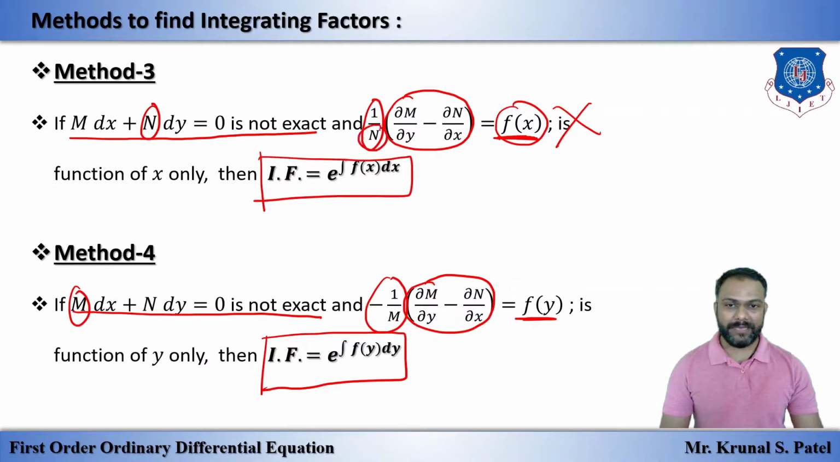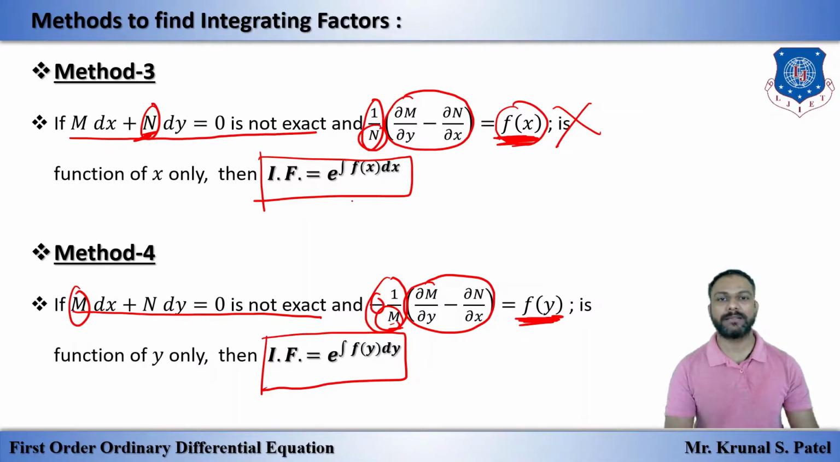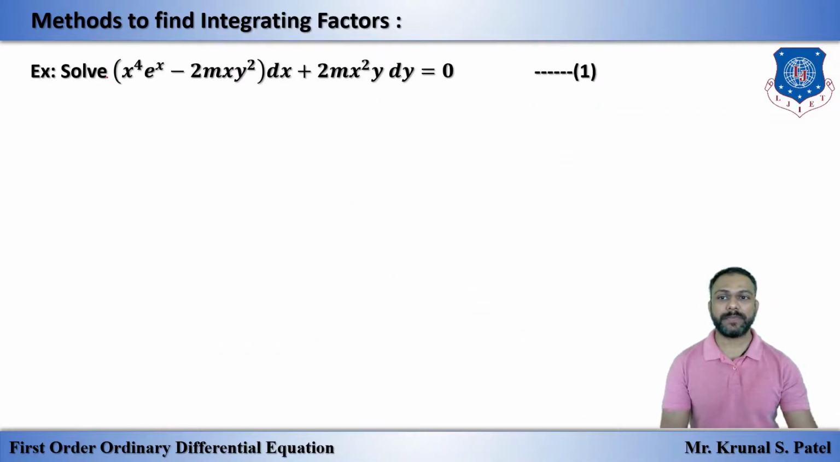Divide by N, and the result must be a function of x only, and divide by minus M, and that function should compulsorily be y only. This is the difference. Okay, so let's understand both methods by one example. First example, solve this M dx plus N dy equals 0.